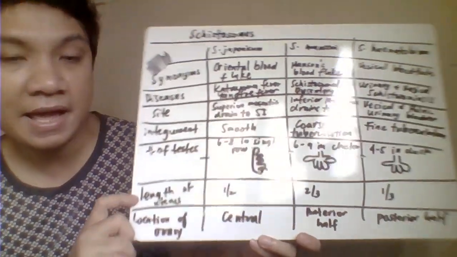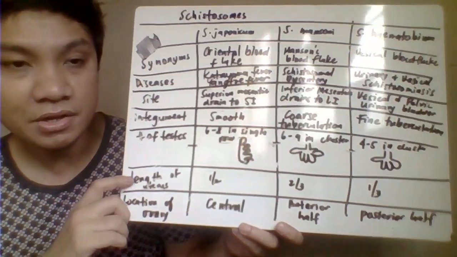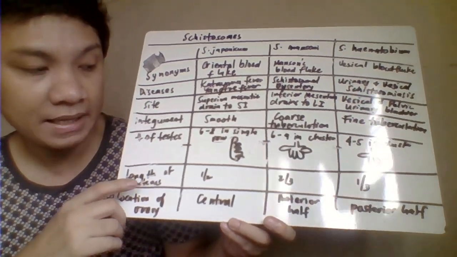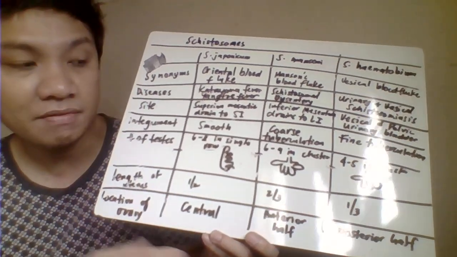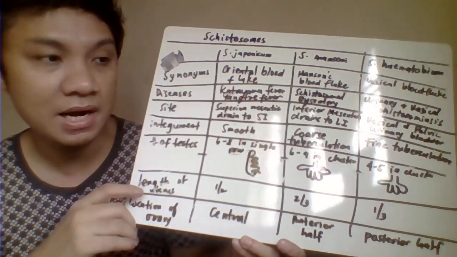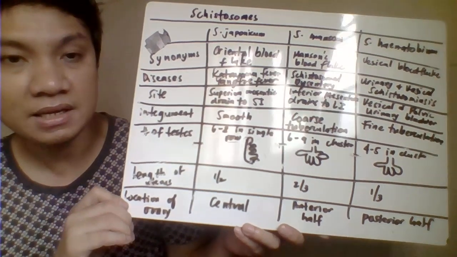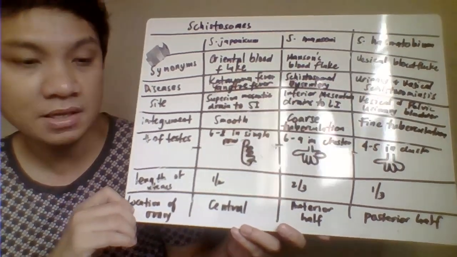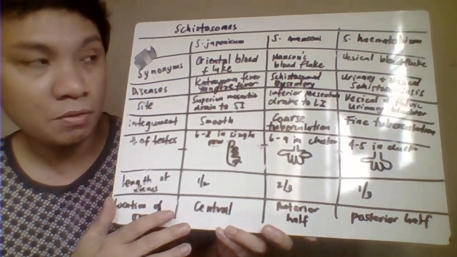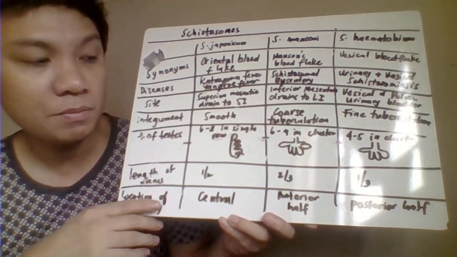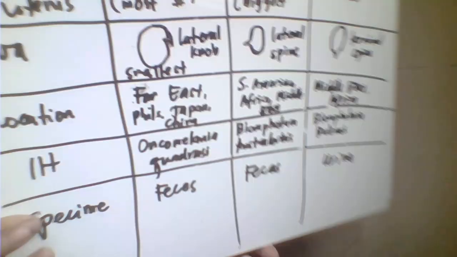We have here the length of the uterus. The uterus for Japonicum occupies almost one half of the entire body, for Mansoni it is 2/3 of the entire length of the body, and for Haematobium it is 1/3 of the entire length of the body. We also have the location of the ovaries. For Japonicum, you could find it at the central portion. For Mansoni, it's the anterior half, and for Haematobium, it's the posterior half.